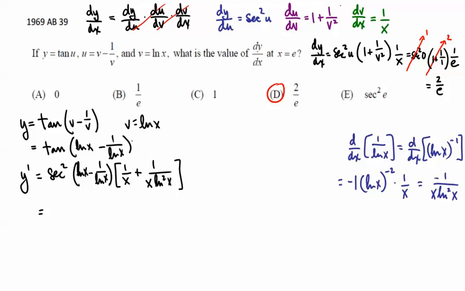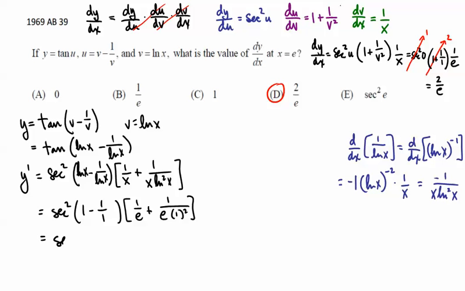When we plug in x equals e into the last term, we're going to get 1 over e plus 1 over e times the natural log of e squared, which is just 1 squared. And from this we have 1 over e plus 1 over e, which is going to give us 2 over e. We're going to multiply that by secant squared of natural log of e, which is 1, minus 1 over the natural log of e, which is another 1. And so that's going to give us 0 there.